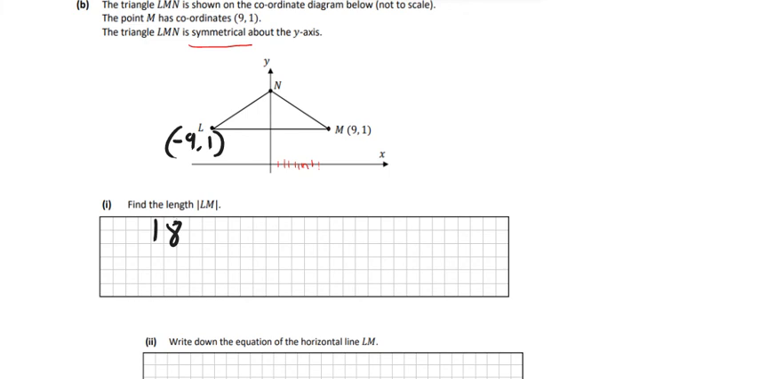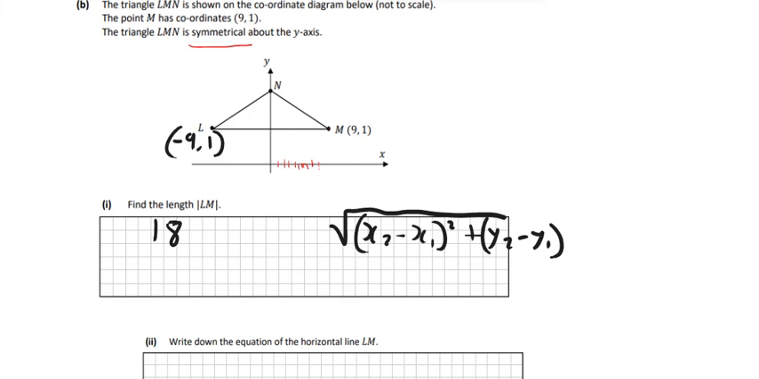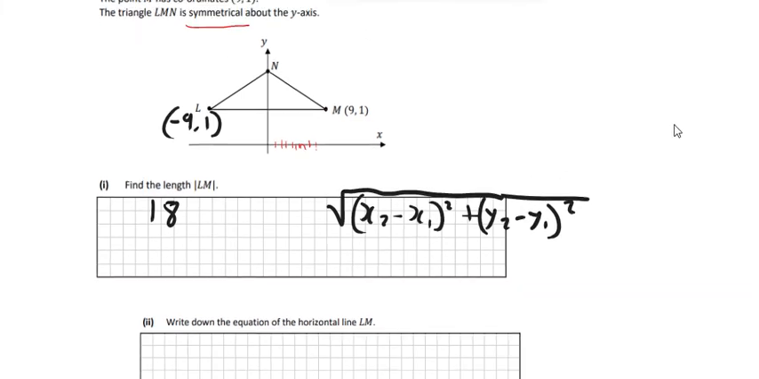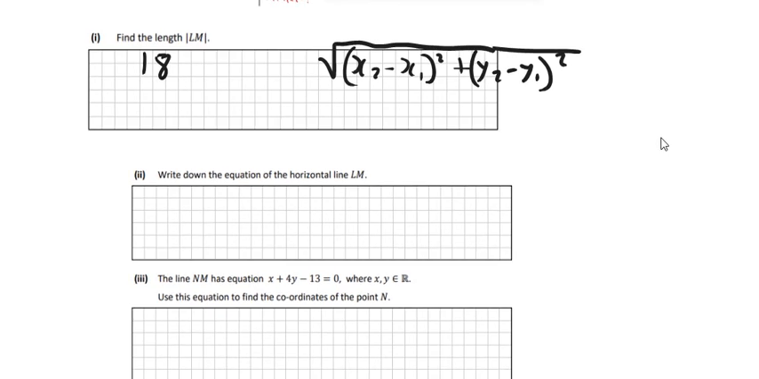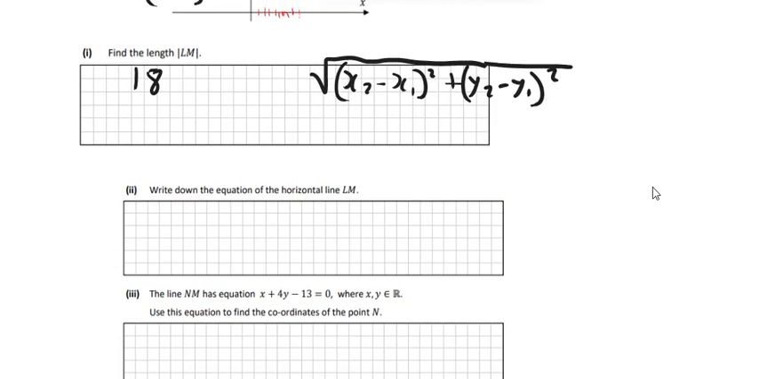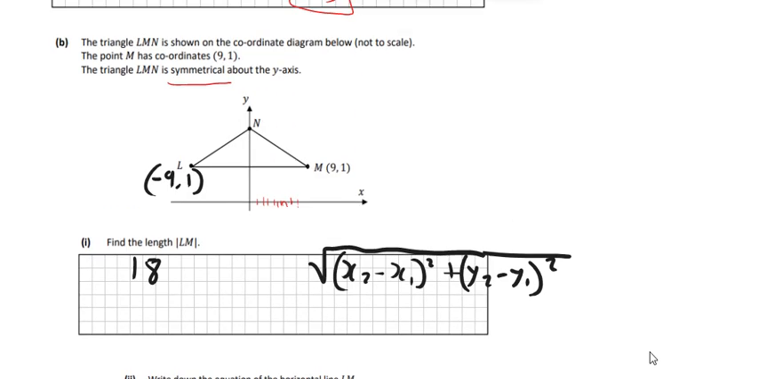Now, what you could do here as well is you could use the length or distance formula. So that's x2 minus x1 squared plus y2 minus y1 squared, and then sub in the 2 points, so minus 9, 1 and 9, 1. But the answer you should get is 18 either way. Write down the equation of the horizontal line LM.